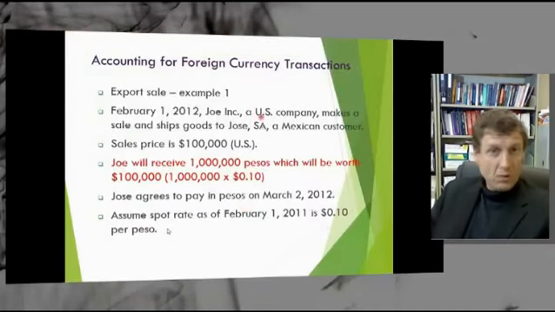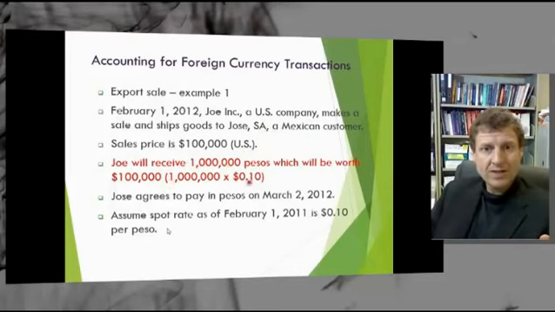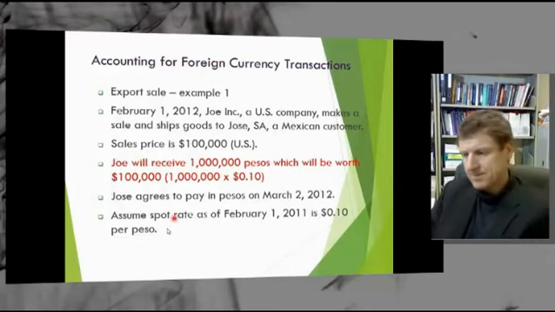So we have an export sale, example 1. February 1, 2012, Joe makes a sale, ships to a Mexican customer, sales price 100,000 US dollars. Joe will receive 1 million pesos, which will be worth 100,000 US dollars in 30 days time. Joe agrees to be paid in pesos on March the 2nd, 2012. Assume a spot rate on February 1 of 10 cents per peso.